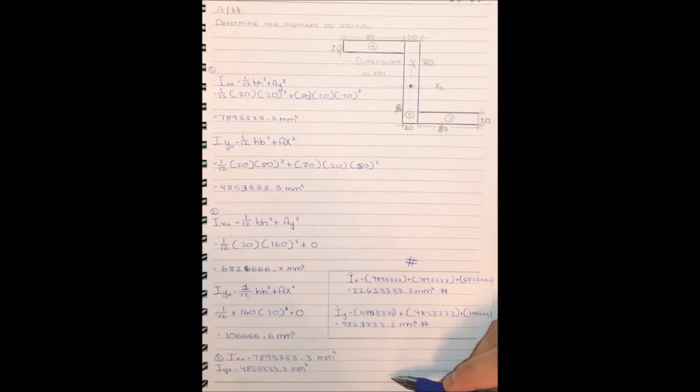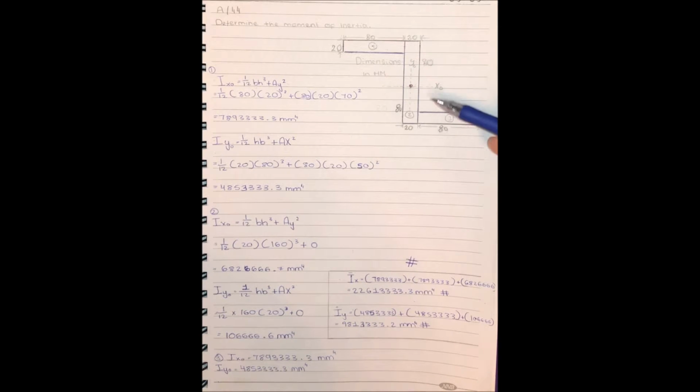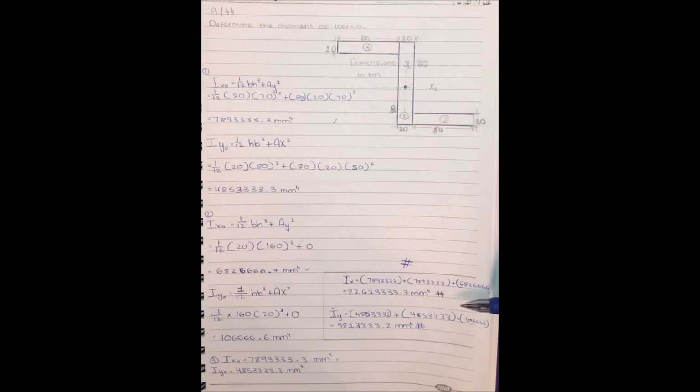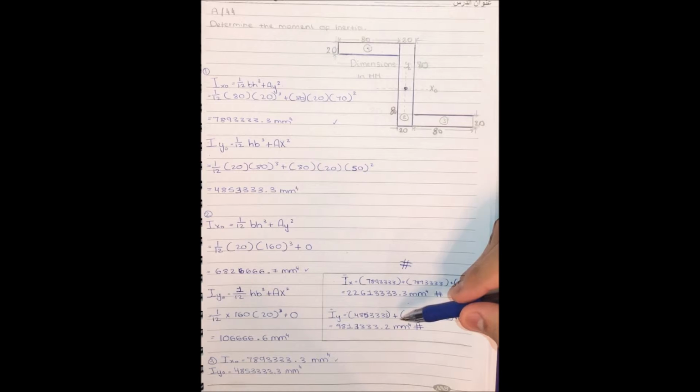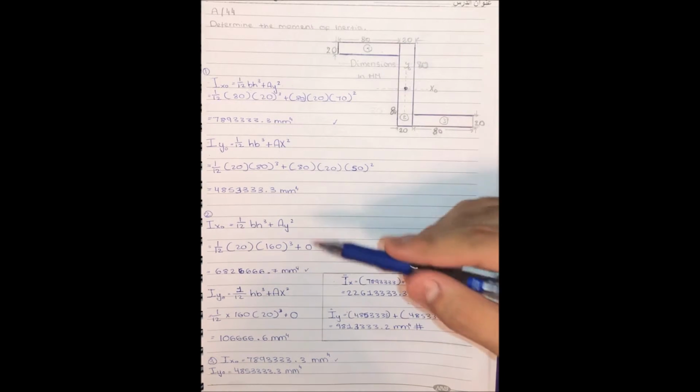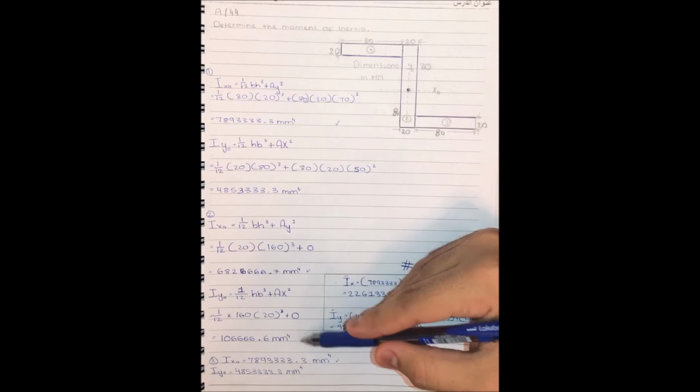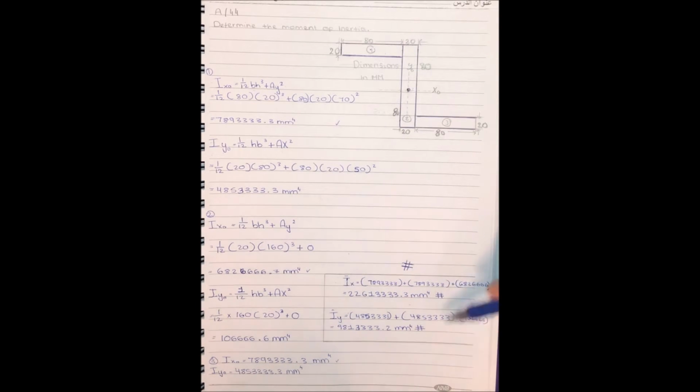Here we have the third rectangle. The third one is similar to the first one. They have the same dimensions and the same distance from the reference point, so they must have the same result. At the end you have to calculate I bar x and I bar y. I bar x is the sum of the Ix for the three rectangles, this one and this one and this one. I bar y is the sum of the Iy for the three rectangles, this one and this one and this one. And this is your final result.